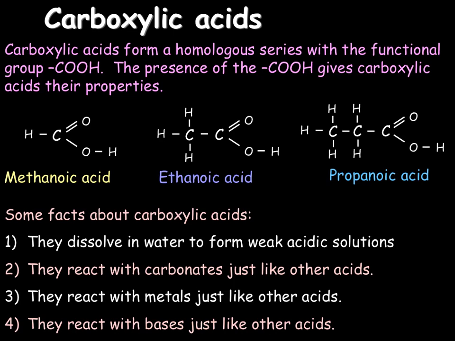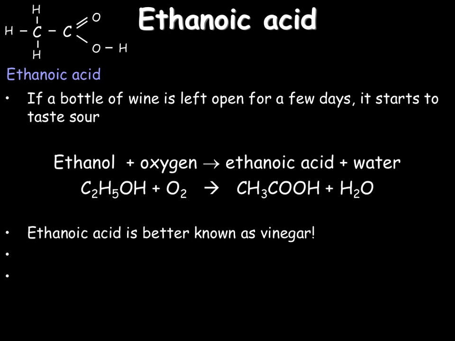As the carboxylic acids increase in chain length, so they get more carbons, they change from a colourless liquid to a waxy solid. Their odour becomes less strong and their solubility in water decreases as well. The carboxylic acid that you need to know about is ethanoic acid. Here is its structural formula, and its formula is CH3COOH.